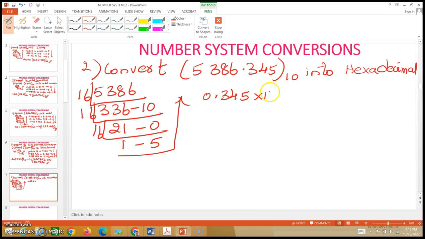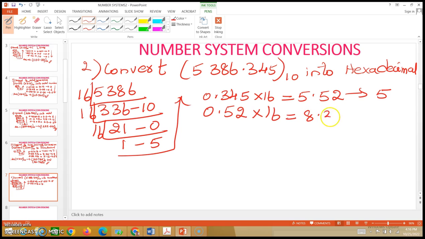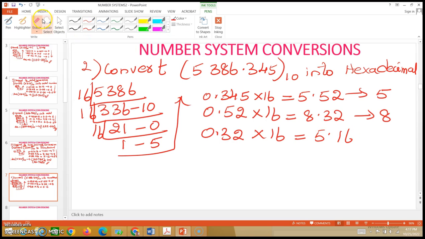Then 0.345 into 16 is nothing but 5.52, and 5 is the integer part we have to consider. Then multiply the decimal part with 16. Then the answer is 8.32. Then take the integer alone, and the next step is to multiply the decimal part again by 16. Then the answer is 5.12. Now take the integer part. Multiply only 3 times, that is enough.